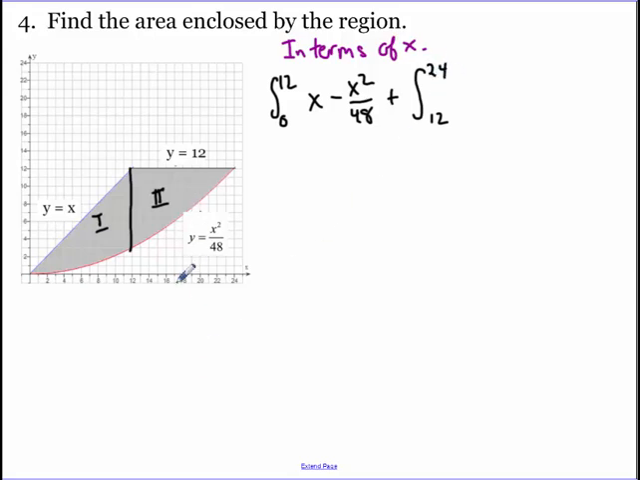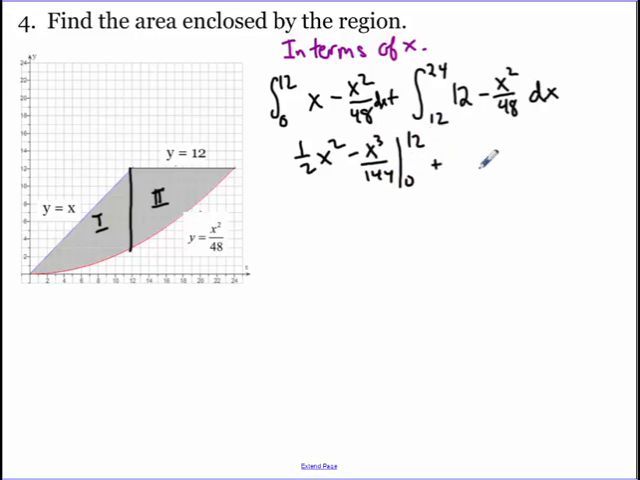Now your function changes. The function on top is 12, because when I draw up a line, that's the function that's on top, minus this crazy x squared over 48. Ooh, I forgot my dx. A dx there and a dx there. So finding these integrals, we have 1/2 x squared minus x to the third over 144, evaluated from 0 to 12.